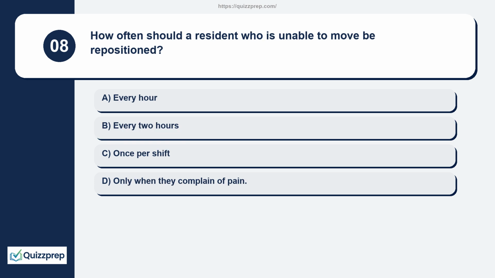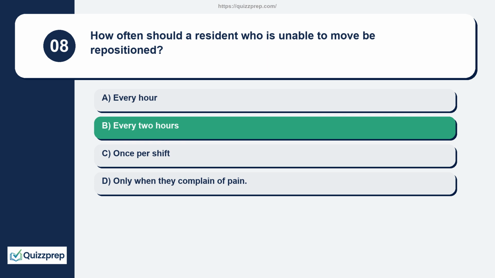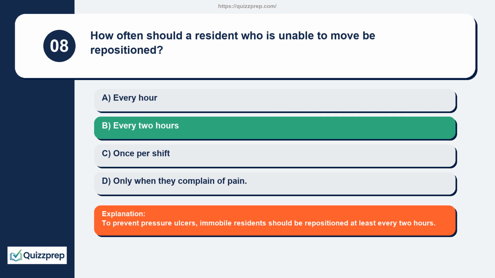Question 8. How often should a resident who is unable to move be repositioned? Every hour, every 2 hours, once per shift, only when they complain of pain. To prevent pressure ulcers, immobile residents should be repositioned at least every 2 hours.